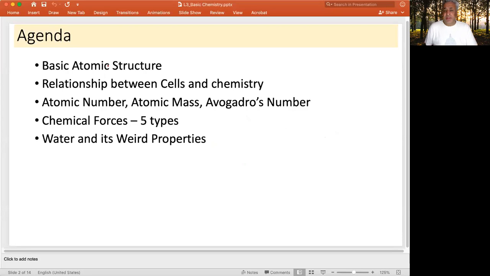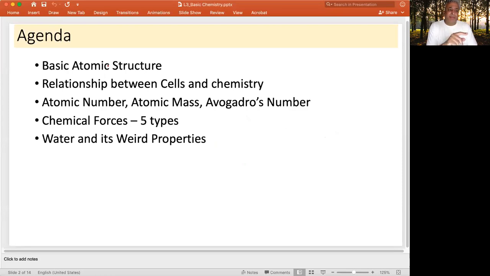And the agenda today is straightforward, but very important, right? If there's one thing that students may not realize, it's the importance of chemistry to this entire course. And you'll realize in a few moments why that's important. But the agenda is here.